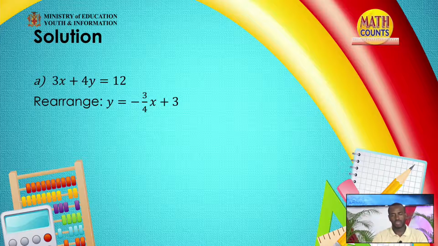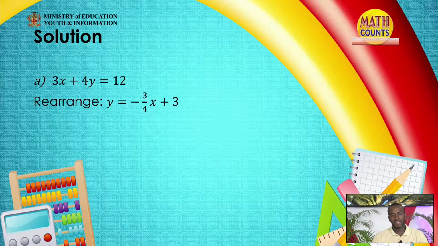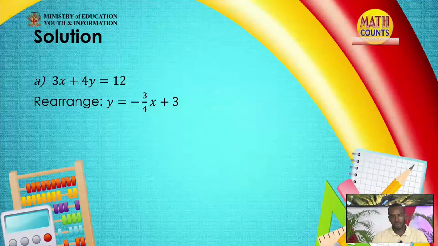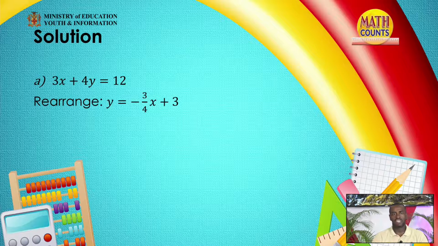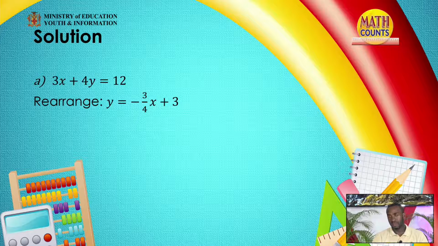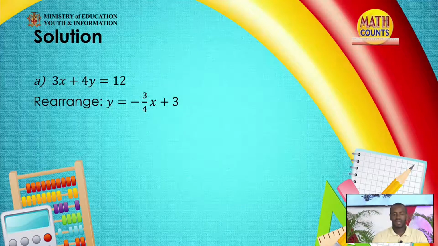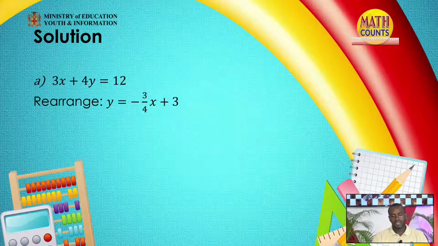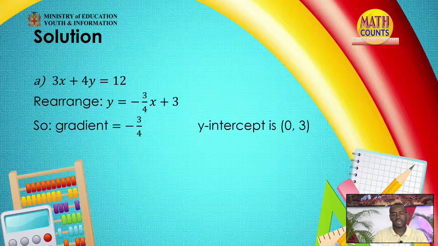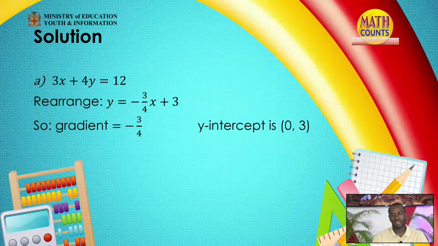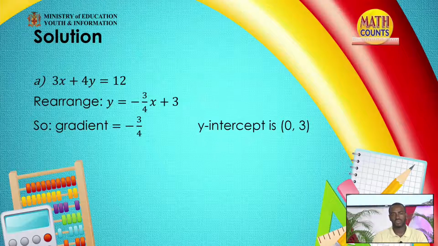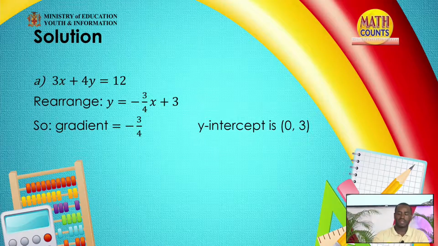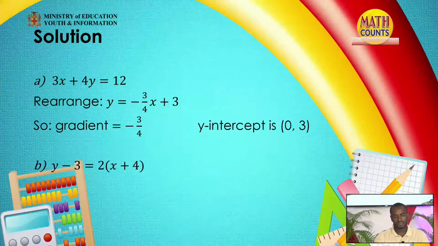Now, what is your gradient and what is your y-intercept? So remember that in this form, it is written as y is equal to mx plus c, where m is the coefficient of your x and c is the constant. Therefore, we have our gradient as negative 3/4 and your y-intercept as (0, 3). Let us now look at the second question.